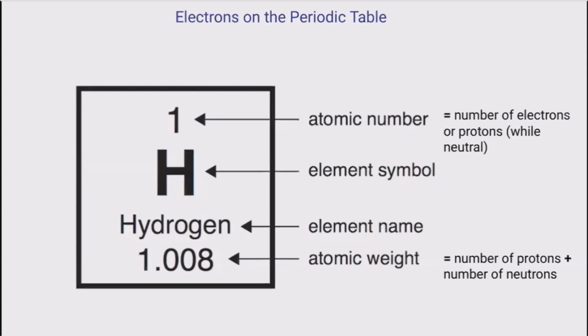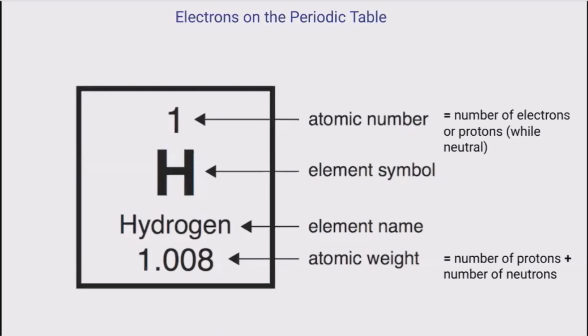Protons have a weight of about 1, and neutrons have the remaining weight, basically. Electrons are so light that we don't really consider them in regards to weight. So for this hydrogen, 1.008 is the atomic weight, which is the number of protons and the number of neutrons. Hydrogen itself doesn't have a neutron, so it is just 1.008.